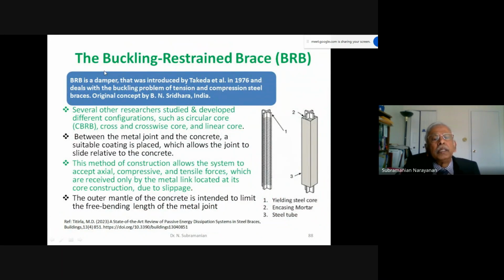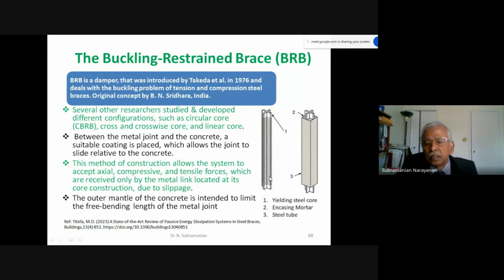Actually, we discussed this buckling restraint brace already. BRB is a damper that was introduced by Takeda in 1976. It deals with the buckling problem of tension and compression steel braces. You may be glad to note that the original concept was developed by the late engineer B.N. Sridhara of Bangalore. Several other researchers also studied and developed different configurations such as circular core, cross and crosswire core, and linear core.